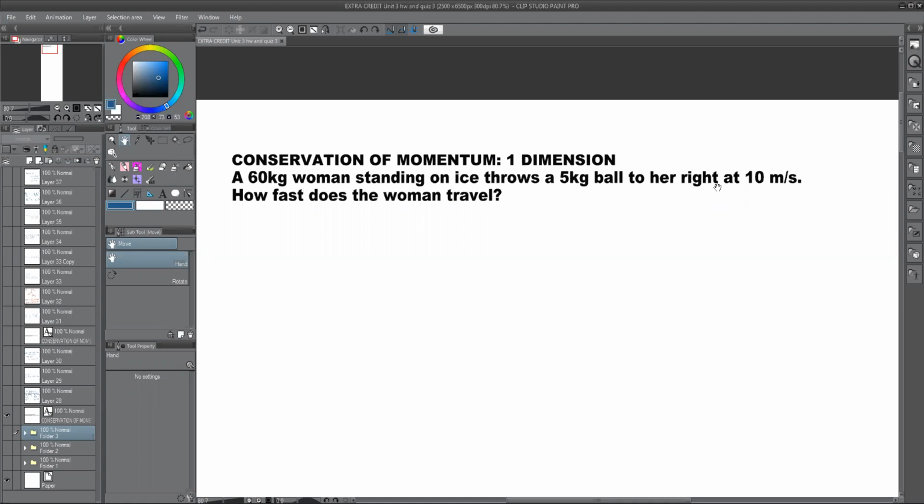So the first problem is a 60-kilogram woman standing on ice, meaning she has no friction, throws a 5-kilogram ball to her right at 10 meters per second. How fast does the woman travel?